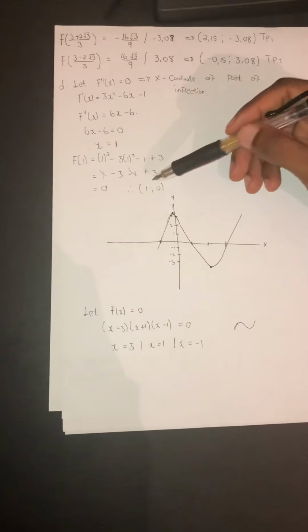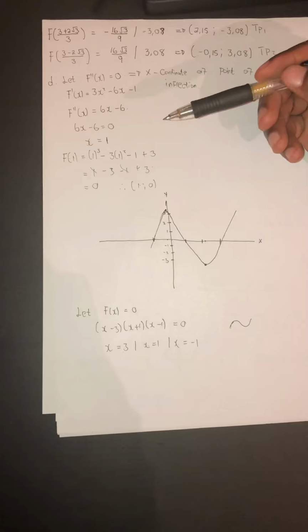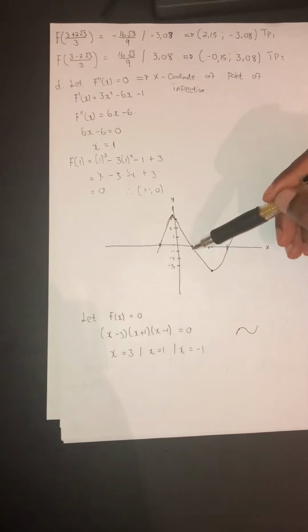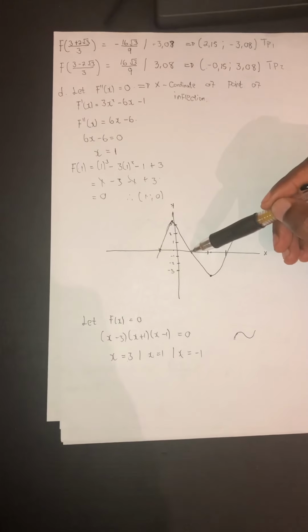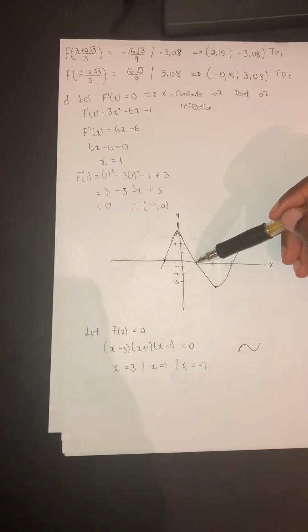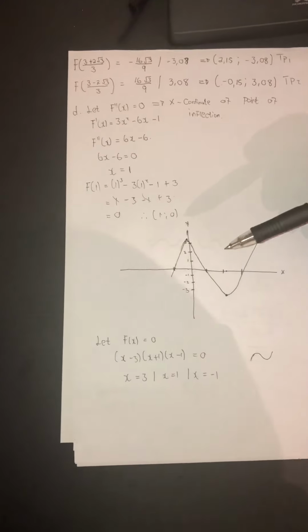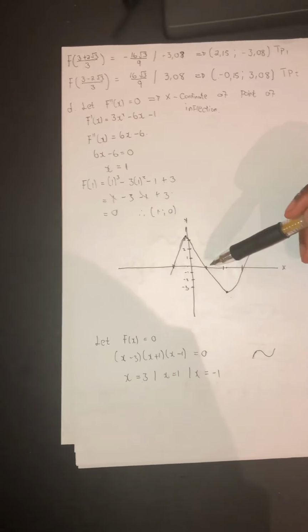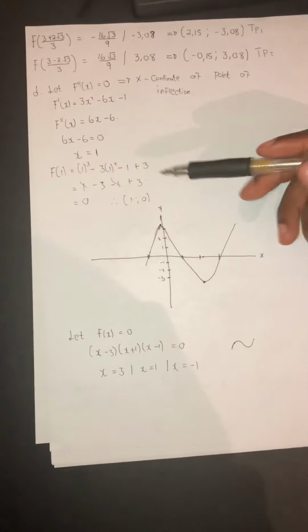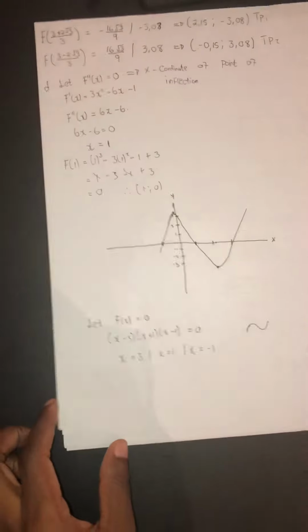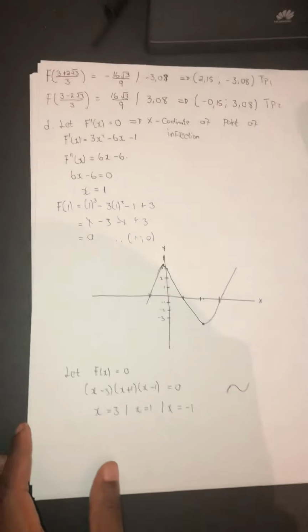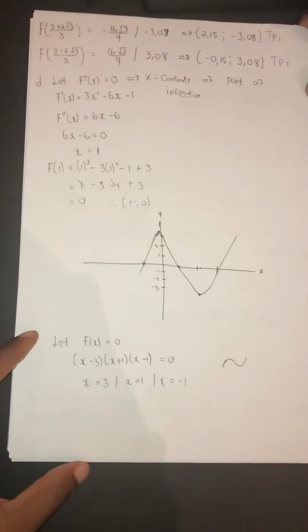And then let's check at the point of inflection. Where is the point of inflection? It's the 1 and 0, which is, yes, it's here. So this is the point of inflection. In this case, we have the point of inflection as the same as one of the x-intercepts, but that's not always the case. So just make sure that you understand that that's not always the case.